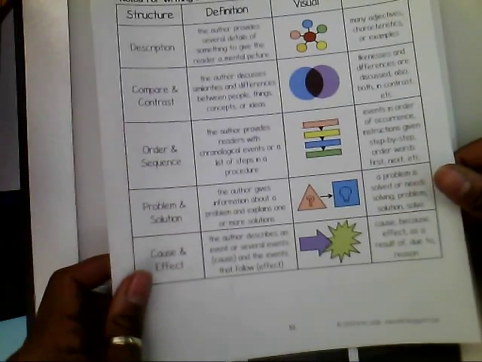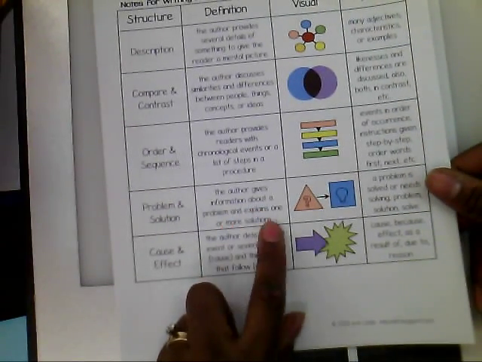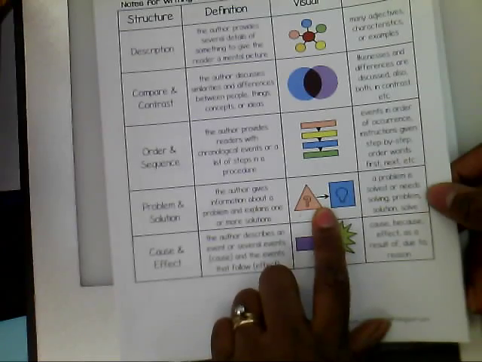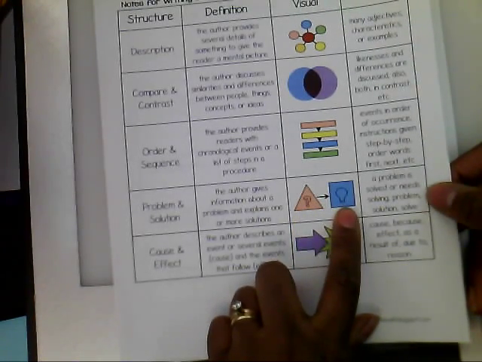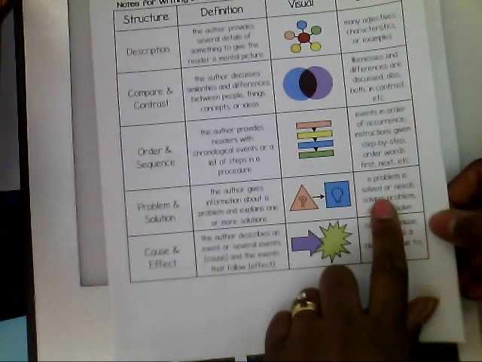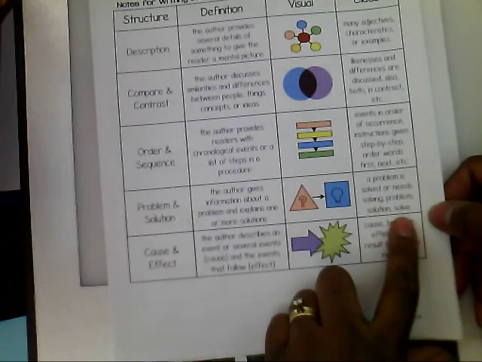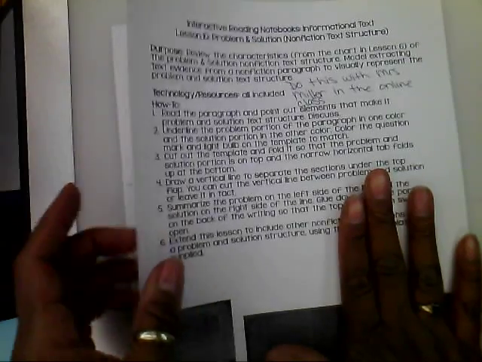Now you remember from the notes we did earlier that with problem and solution, the author gives information about a problem and explains one or more solutions. And this is a visual or graphic organizer that we can use. We have a problem, or we can put a question mark and then like a light bulb, like, oh, we realize there is a solution. A problem is solved or needs solving. Problem, solution, and solve are some of the key words that are used. So let's take a look at our paragraph.